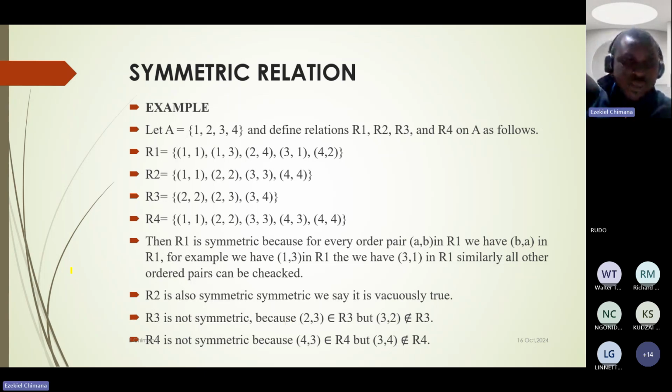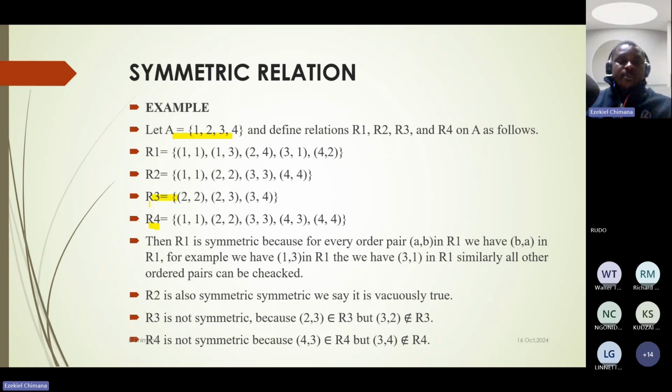So now we are given this. Let A be {1, 2, 3, 4}, and define relations R1, R2, R3, and R4 on A as follows. R1 is (1,1), (1,3), (2,4), (3,1), and (4,2). And then we've got the others up to R4. And then we want to check if R1 is symmetric, R2 is symmetric, R3 is symmetric, and R4 is symmetric.